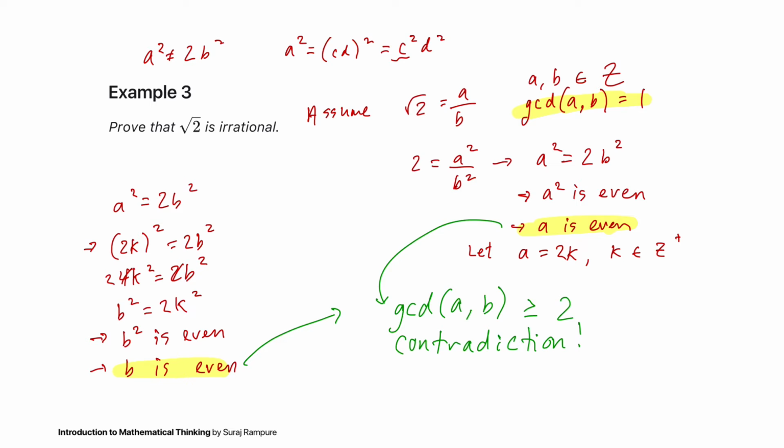That's a good point. But the traditional way we do this proof, not that there's anything wrong with the way you just showed, is we assume that A and B are the reduced form, but we end up showing that A is even and B is even. That's a contradiction, so therefore square root of 2 is irrational.